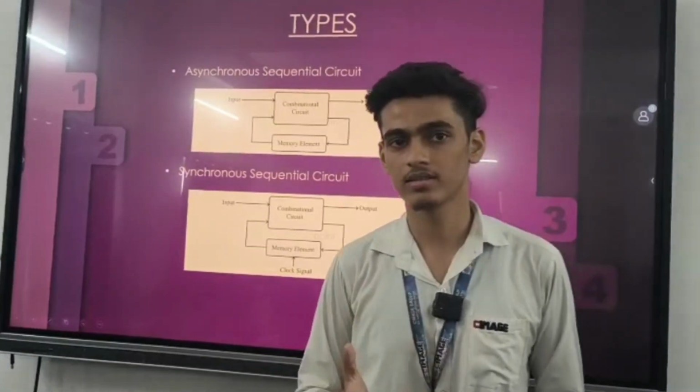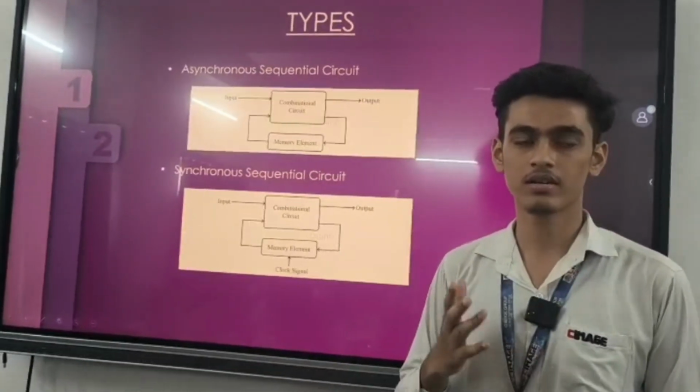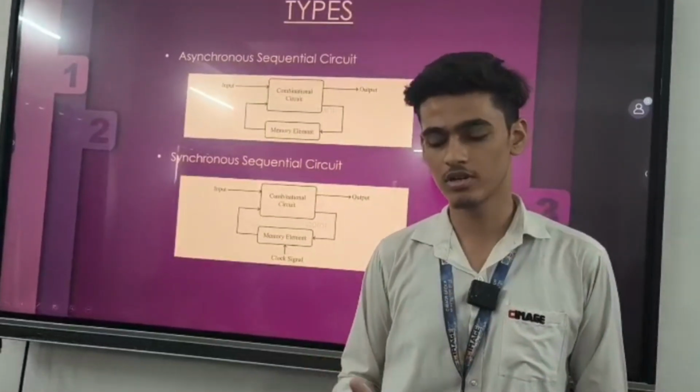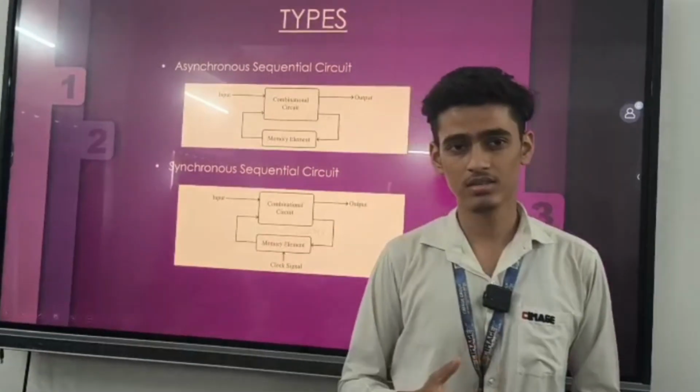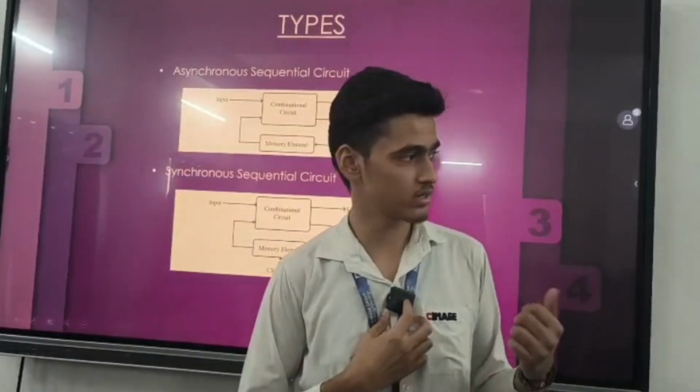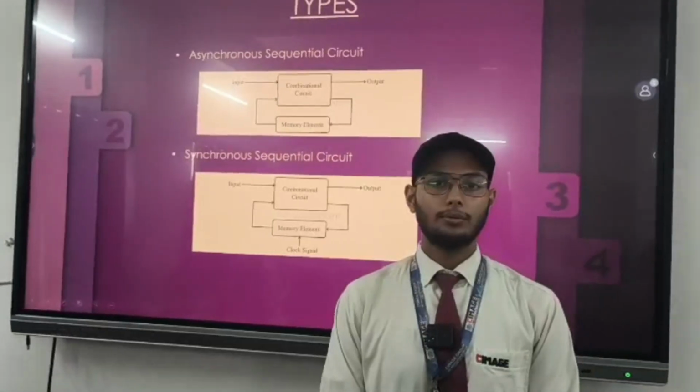So an example of an asynchronous circuit is a ripple counter, and examples of synchronous circuits are counters, registers, memory units, control units, etc. There are some applications and limitations of this circuit as well that will be discussed by my next teammate Shreyans. Well explained, Saksham.